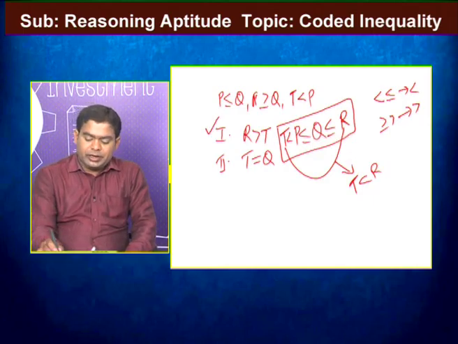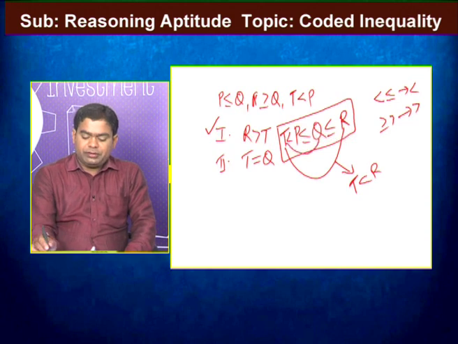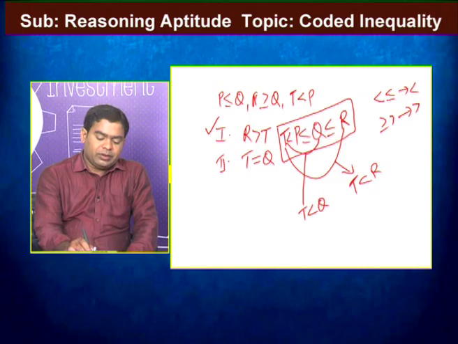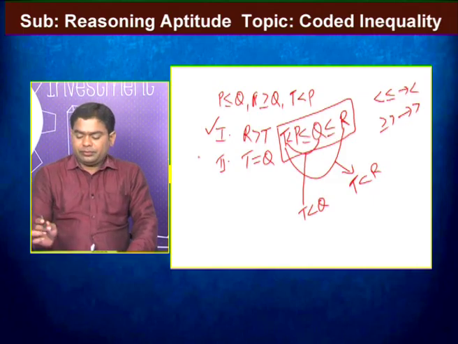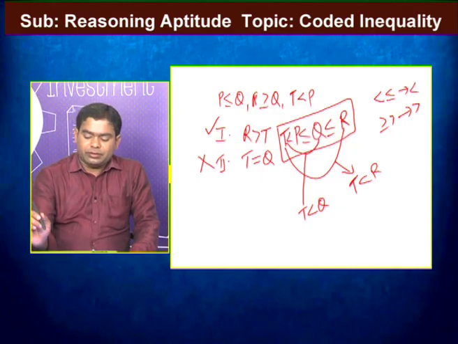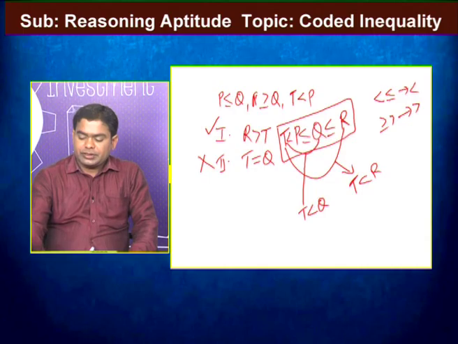Next we go to T and Q. Here we get T less than Q, but here T equal to Q is there. That means both are different. That means conclusion 2 does not follow. Then according to our question, only one follows. Option is 1. Then we go to the next question.